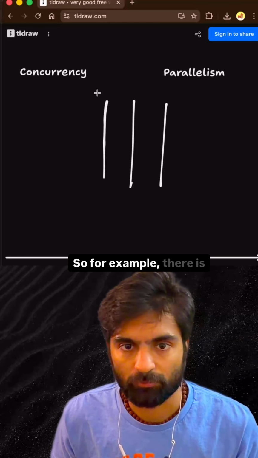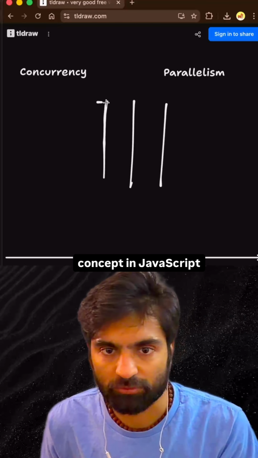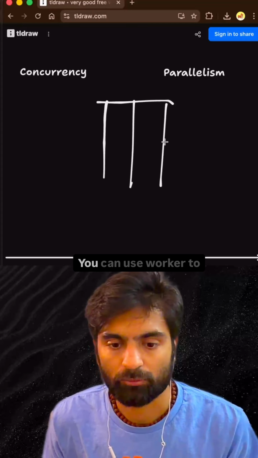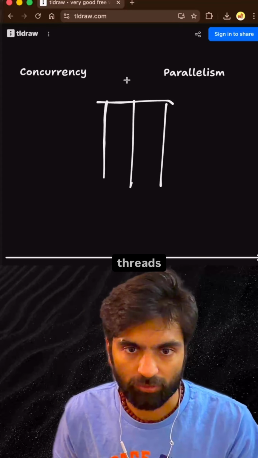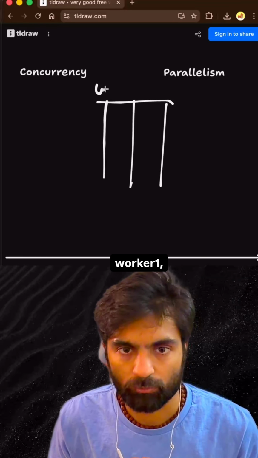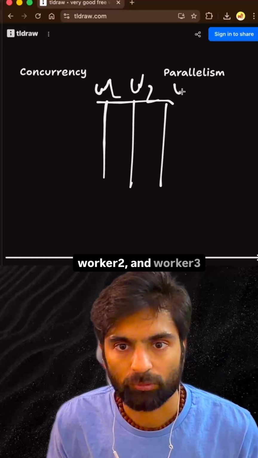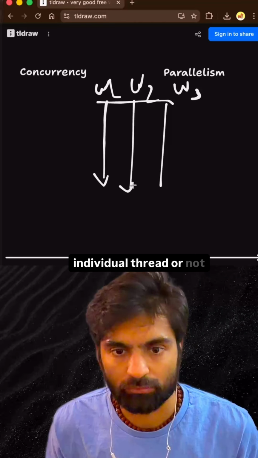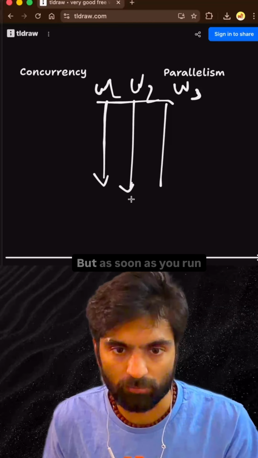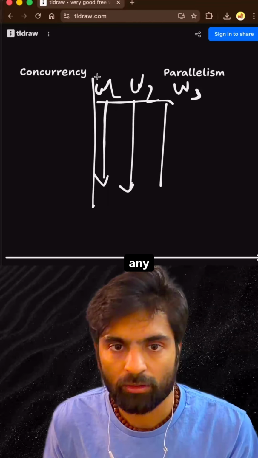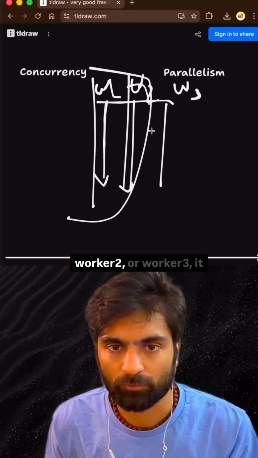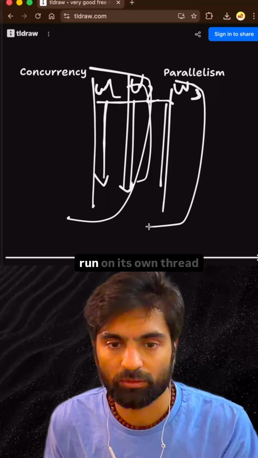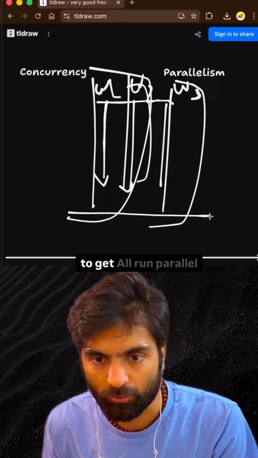So for example, there is a concept in JavaScript called a worker. You can use workers to run on threads. For example, I have worker 1, worker 2, and worker 3. You can run them all or individually, or not run them, it will happen on its own. But as soon as you run any worker, like worker 1, worker 2, or worker 3, it will run on its own thread. So they can all run in parallel.